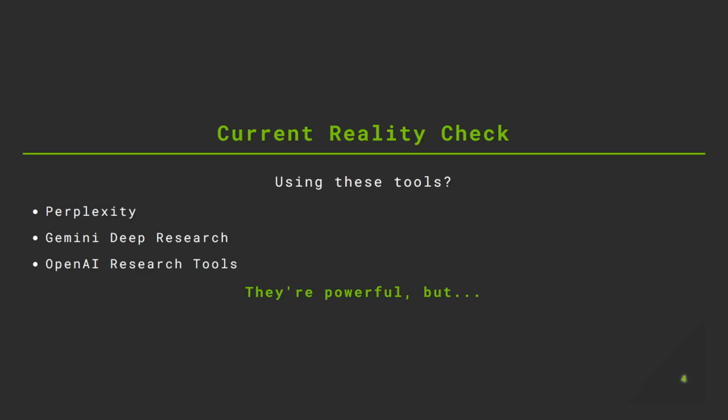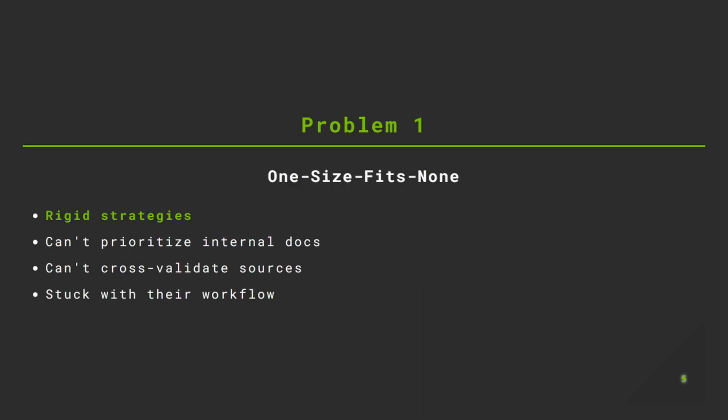Let's be honest about where we are right now. You're probably using Perplexity, maybe Gemini's Deep Research, or OpenAI's tools. They're impressive, sure, but here's what nobody talks about. The first problem, these tools are one size fits all. You want to search your internal documents before hitting the web? Sorry, you can't do that. Need to verify everything against your specific compliance database? Nope. You get what they give you.